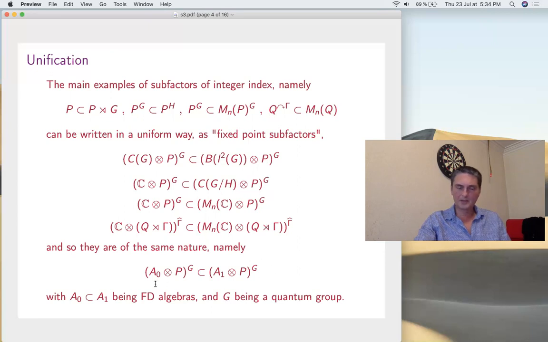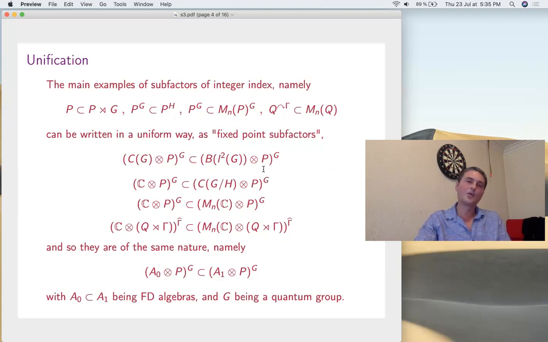So finally, in this form: A_0 tensor P, fixed points by G, included into A_1 tensor P, fixed points by G, with A_0, A_1 being finite dimensional algebras. So let's see how this works. We want everything to be fixed points. So let's start with the first one, P itself. Well, if I tensor with C(G) and take the fixed points by G, I'm getting P. That's a little trick here. Now the cross product, that's this. That's a matrix algebra over the group somehow.